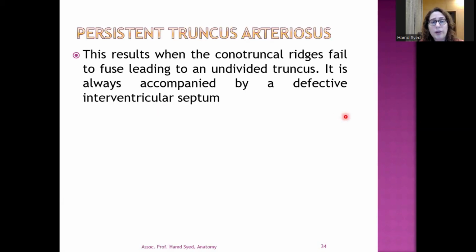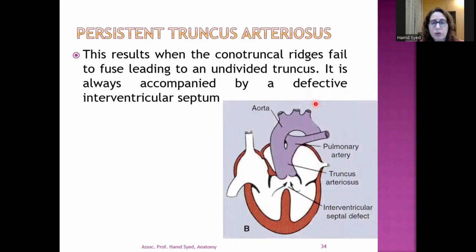Another congenital heart defect is persistent truncus arteriosus. Now, as the name shows, in this case, the truncus has failed to subdivide. It is an undivided truncus because the conotruncal ridges fail to fuse, forming the septum. And it is always accompanied by a defective interventricular septum. So you can see there is going to be a VSD, ventricular septal defect, and here the region of the truncus, it is a common truncus, it is undivided.